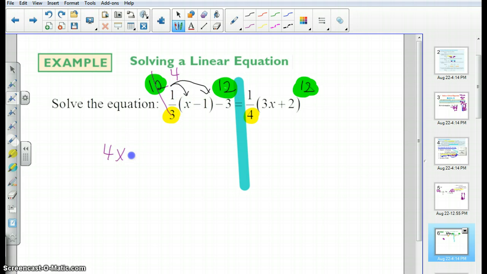So I end up with 4x minus 4 minus, and then I'm going to multiply 12 times 3 to get 36, and it will equal, I'm going to cancel this 12 and this 4 again for a total of 3, and I'm going to distribute this 3 to both of these terms for a total of 9x plus 6.